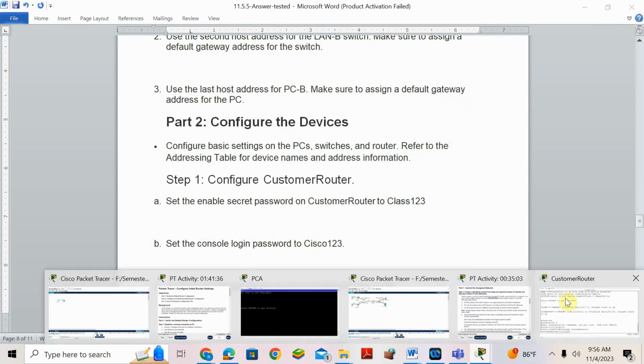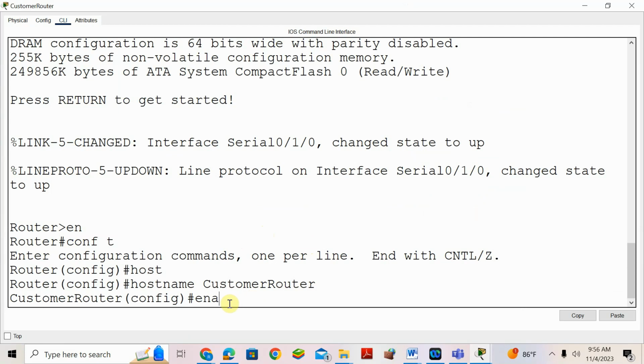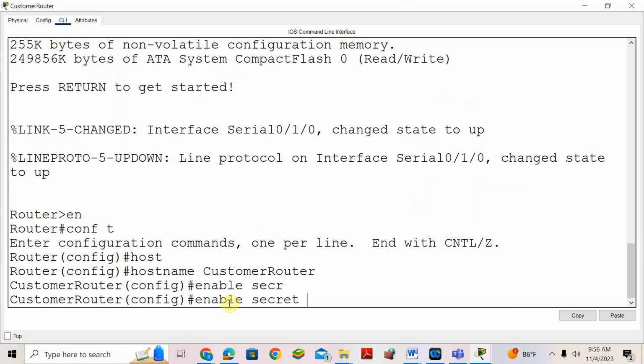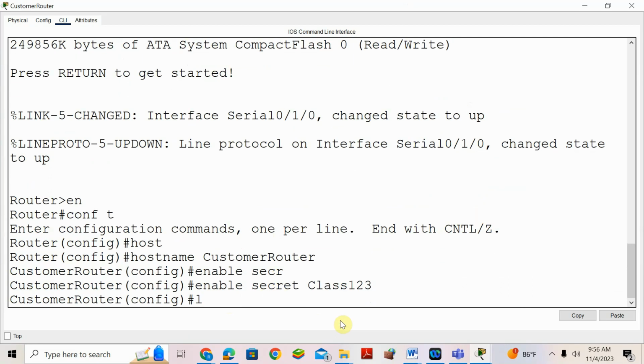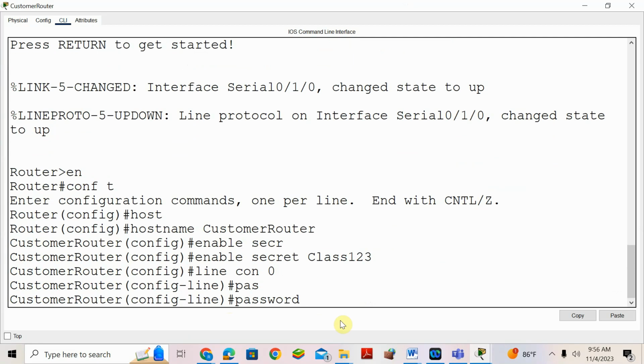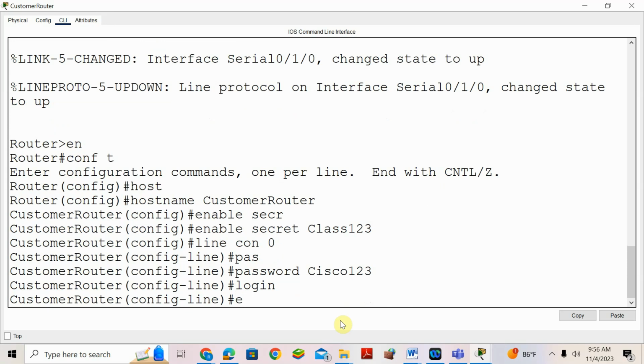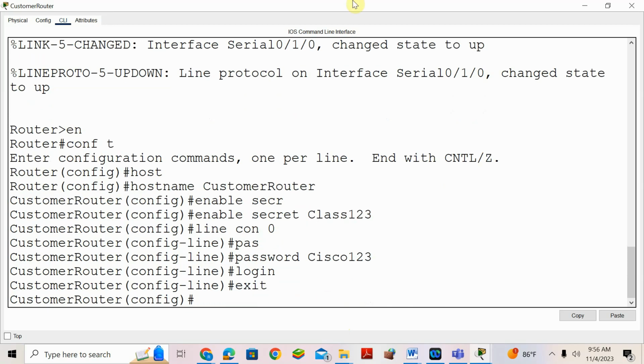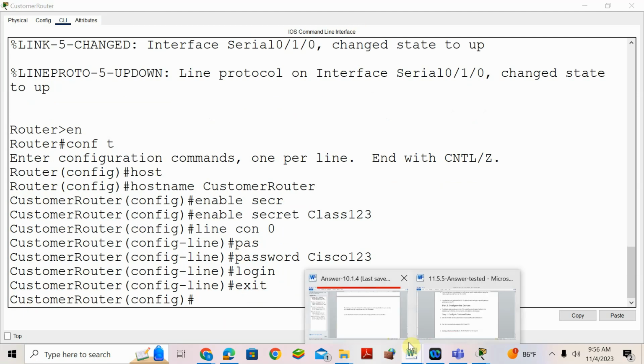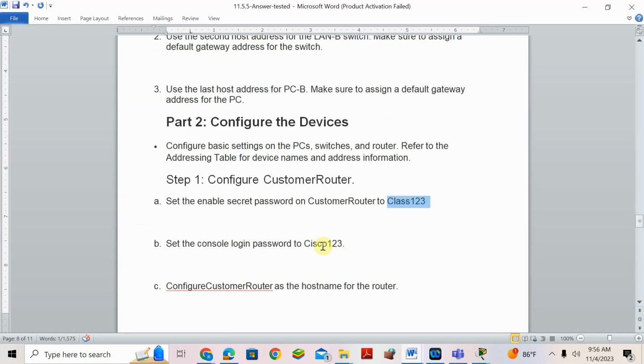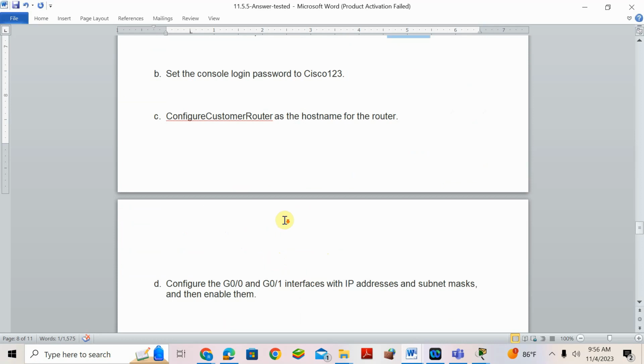Okay, so here enable secret, whatever I got copied from there, this one. Then line console 0 password, same thing but Cisco 123. Okay. Login, exit. If you don't give login, the user cannot enter the password for console. After that, what I have written is console done, then hostname done, secret done.